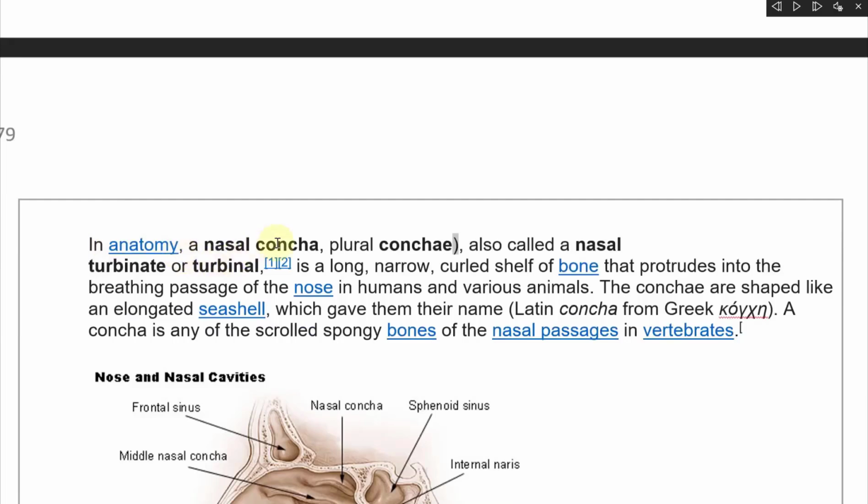Let's have a look at that in detail. So in anatomy, a nasal concha, plural conchae, also called nasal turbinate, or turbinate or turbinal, is a long, narrow, curled shelf of bone that protrudes or sticks out into the breathing passage of the nose in humans and various animals.